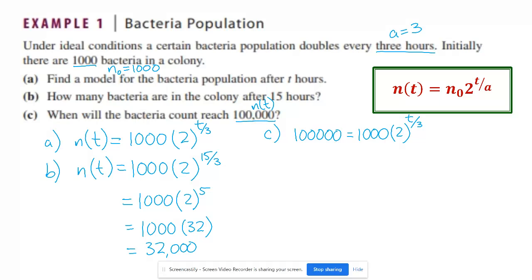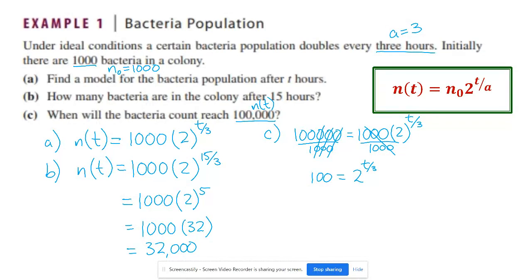So now we got to solve this. To do this, first we want to get rid of this 1,000, this number out front. That's going to simplify it, give us some smaller numbers to work with. We end up with 100 equals 2 to the t over 3. Now, another order of operations thing. Notice I was only able to divide by the 1,000 and not by the 2. Since the 2 has an exponent, you cannot divide anything by the 2 until that exponent has been taken care of.